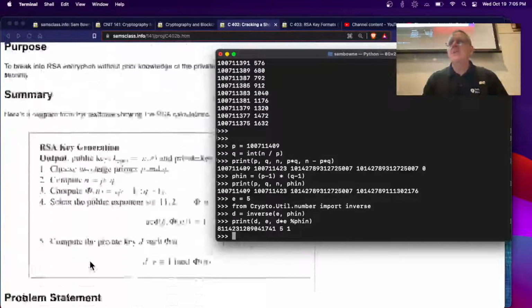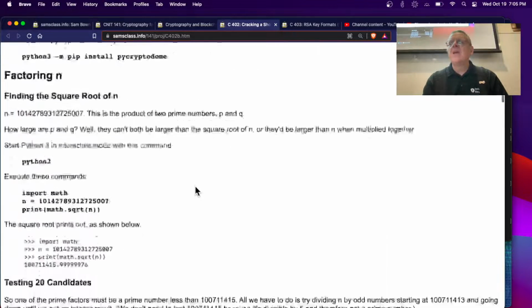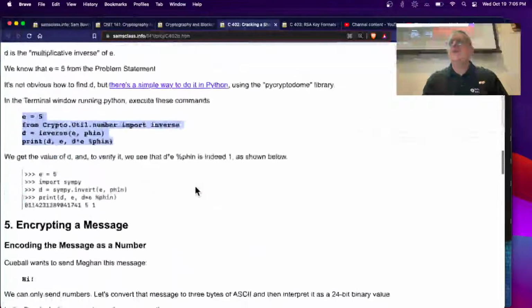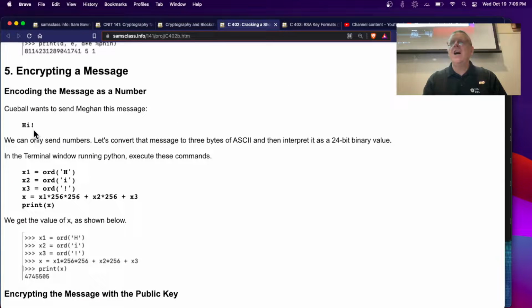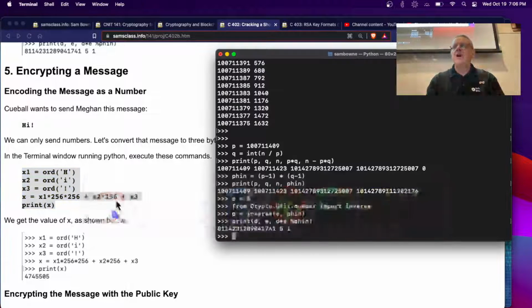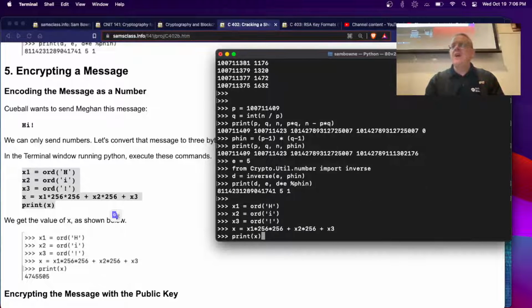So now we can encrypt a message. What was the problem statement? Find her private key. Well, we did that. And now we're just going to try encrypting a message. We're going to send a message, hi, by just taking each letter and turning it into a number, and then combining it all into one big number. This is a more realistic way to encode data than what we did last time, where we encrypted the bytes one by one. I'm going to turn each byte into a number.